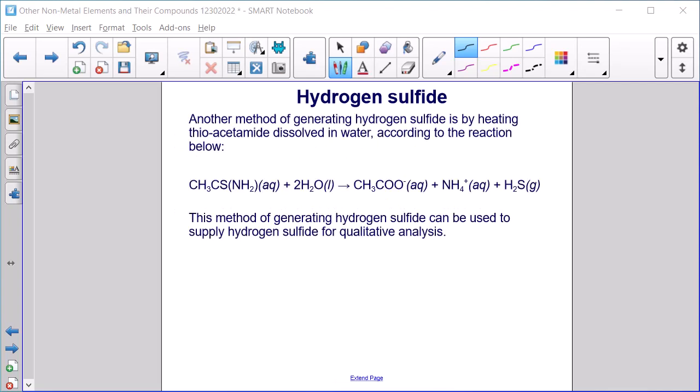Another method for generating hydrogen sulfide is by heating thioacetamide dissolved in water, according to the reaction below. This is our thioacetamide, aqueous, so dissolved in water, which will generate hydrogen sulfide gas. This method of generating hydrogen sulfide gas can be used to supply hydrogen sulfide for qualitative analysis.